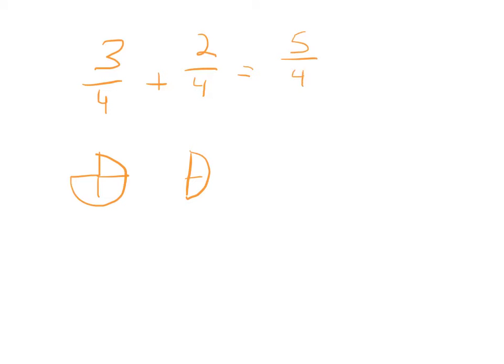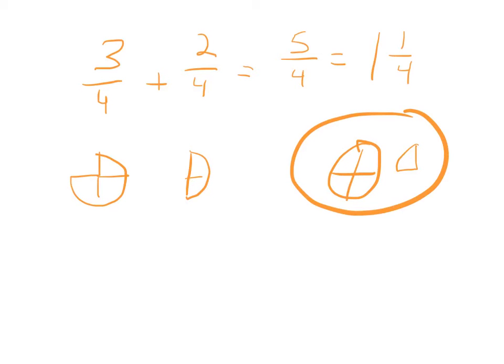If I want to add fractions as we've done in the past, 3/4 plus 2/4 equals 5/4 equals 1 1/4. So if I put those together, then I'd have one whole circle, and I'd have a fourth left. So that would be my answer, 1 1/4.